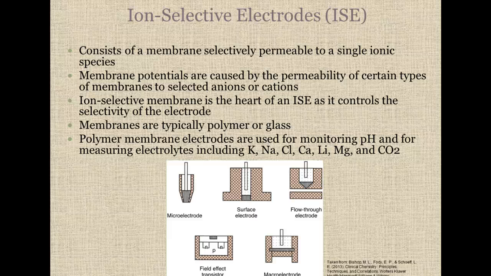First, we'll look at the ion selective electrodes. These consist of a membrane selectively permeable to a single ionic species. The membrane potentials are caused by the permeability of certain types of membranes to selected anions or cations. The ion selective membrane is the heart of an ISE as it controls the selectivity of the electrode. We usually have membranes that are made out of a polymer or glass, and the tests that are done with this type of testing are things like pH and electrolytes such as potassium, sodium, chloride, calcium, lithium, magnesium, and CO2. Here's some pictures of what some of these electrodes look like in the chemistry analyzer.